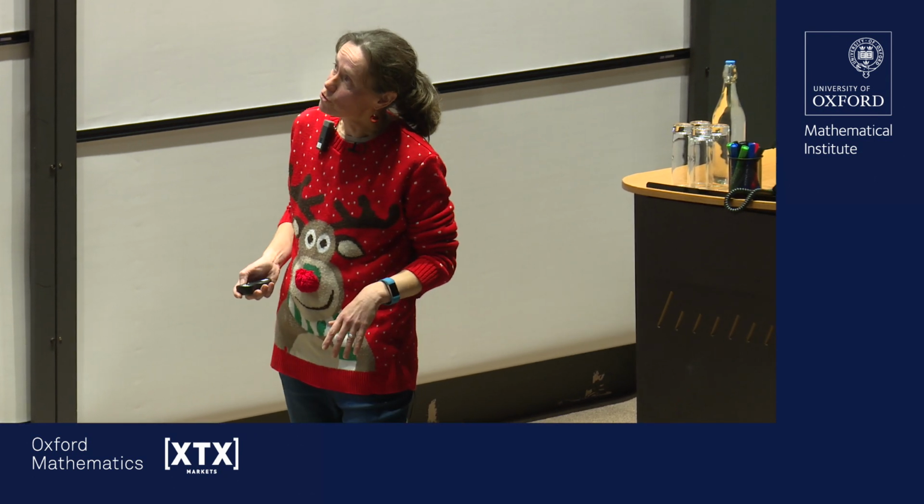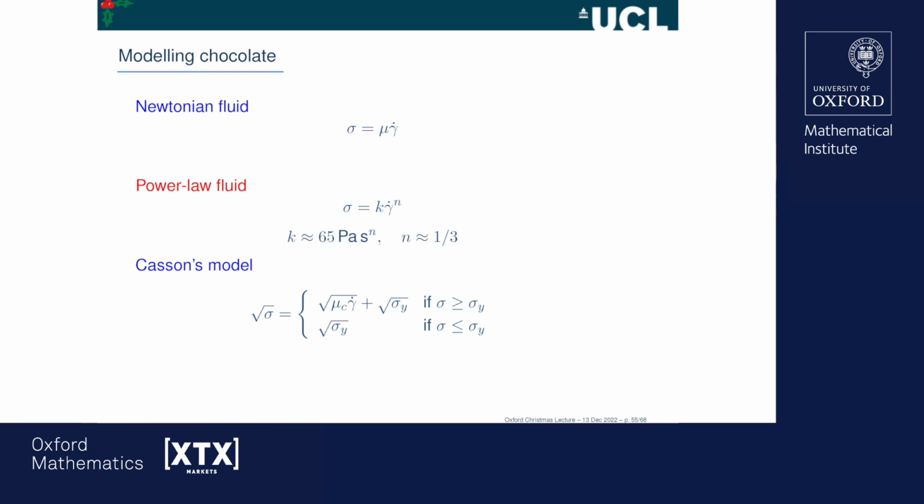Then there's the power law fluid. And we can fit those equations reasonably well with a power law of a third. So that viscosity goes down like x to the power minus 1/3. And then Casson's model, which is pretty complicated. It's particularly complicated because it's got these 2 different square root bits in, which apply for very low shear rates.